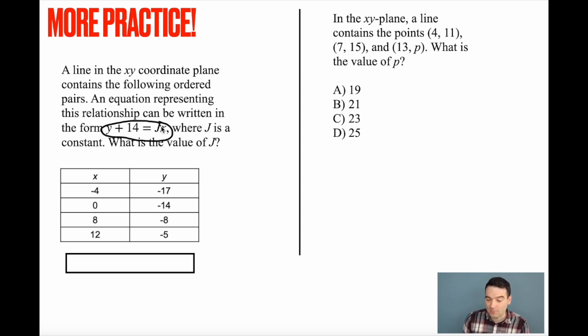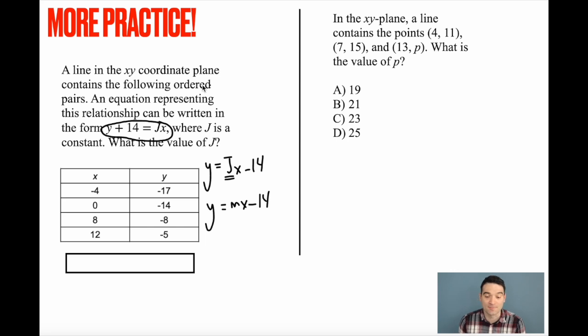Well, we could subtract 14 from both sides and rewrite this equation as y equals jx minus 14, like that, right? Y equals mx plus b. In this case, minus b. It's a negative number. But the key idea is that j is the slope. We might as well rewrite this as y equals mx minus 14, and just say that we're looking for m, because that's what we are looking for.